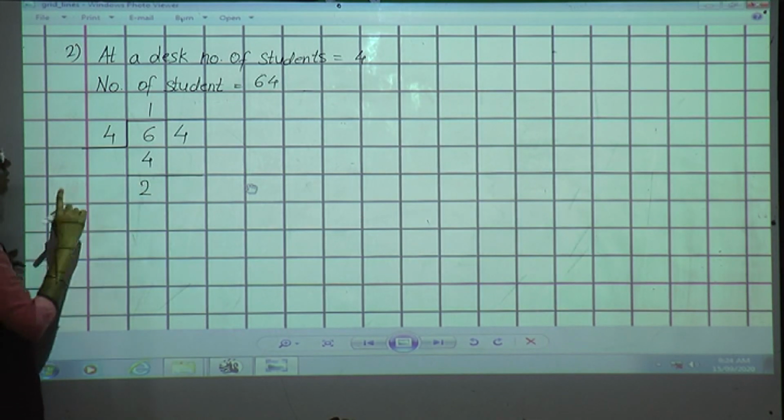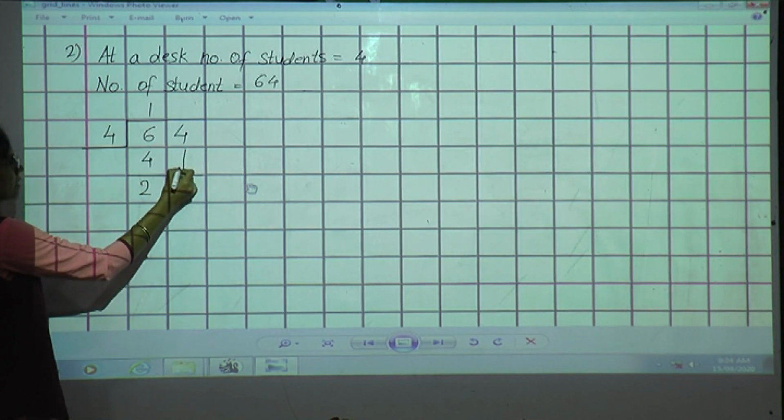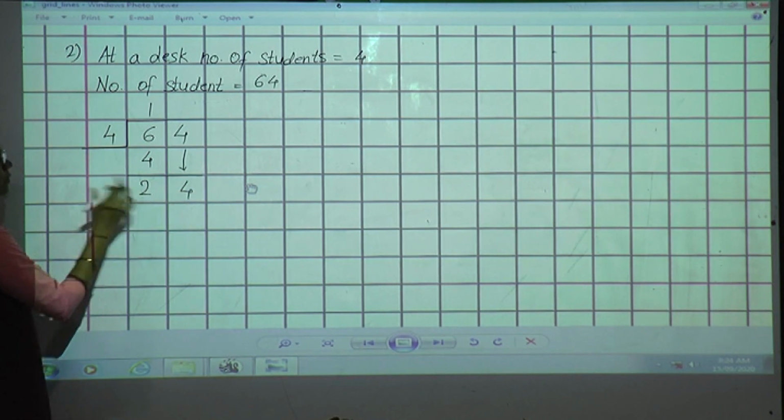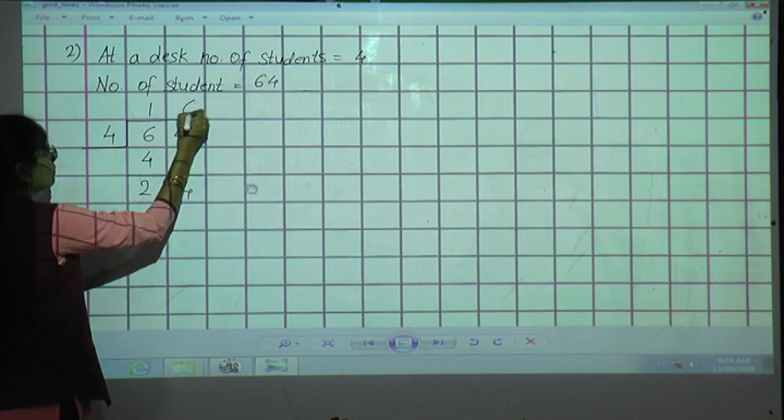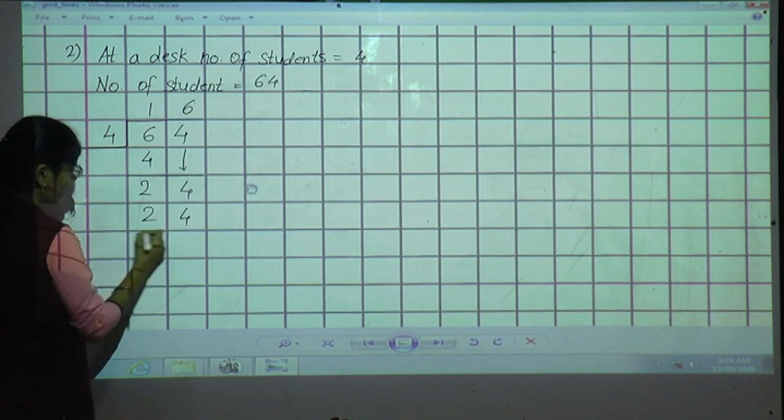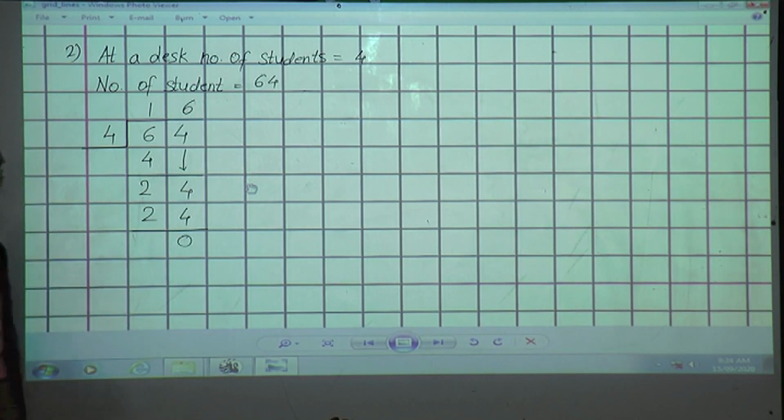Correct. Now next step. In the next step this 4 will come down. Now here we have 24. Now 24 by 4. Now see the table of 4. Can you see the number 24 in the table of 4? Yes. Okay, correct. 4 sixes are 24. Now 24 minus 24, 0. So what will be the answer? Yes, 16 desks are needed for 64 children.